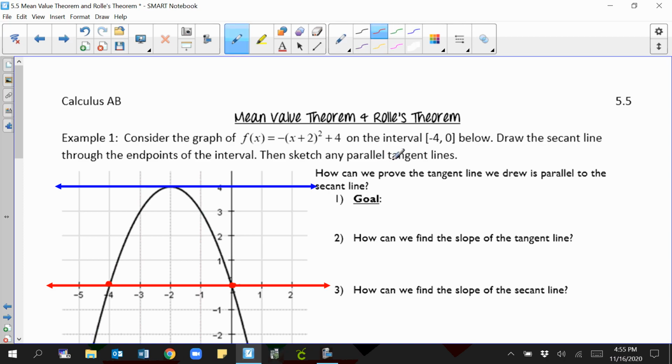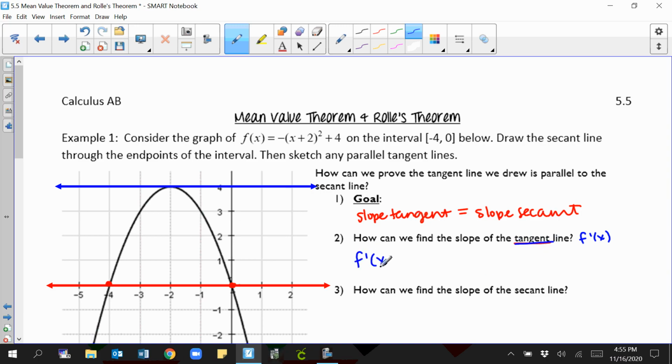So how can we prove that this tangent line that we drew is parallel to the secant line? My goal is to show that the slope of the tangent line equals the slope of the secant line. So I'm going to say the slope of the tangent is equal to the slope of the secant. How can we find the slope of a tangent line? The tangent line is our instantaneous rate of change. So for my tangent line, I'm going to take the derivative, f prime of x, to find the slope for that tangent line right there.